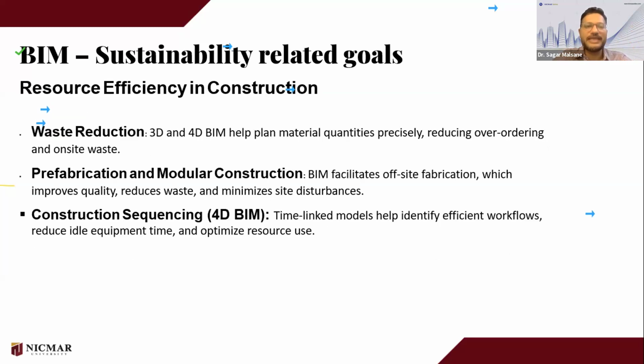Then BIM can play a huge role in terms of resource efficiency in construction. Okay, so the 3D aspect of BIM or the 4D aspect of BIM can really help in terms of waste reduction. Through those dimensions, we can precisely find out the material quantities, reducing over ordering or handling that material on site in a very effective manner. So different dimensions of BIM can really help in terms of waste reduction.